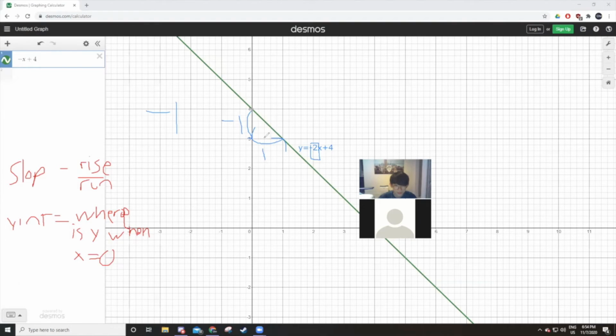But if you want to make it -2, you should make a line like this. Sorry, it's not straight. Then using this point, you can see that every time you run 1, it rises -2, or just goes down 2. So since it's rise over run, the slope becomes -2. So just make it a bit steeper. Yeah, like this.